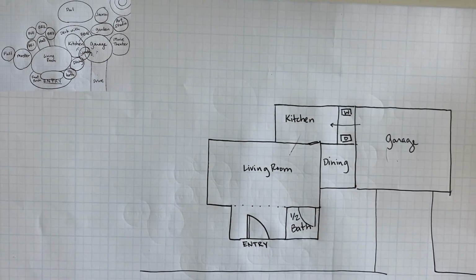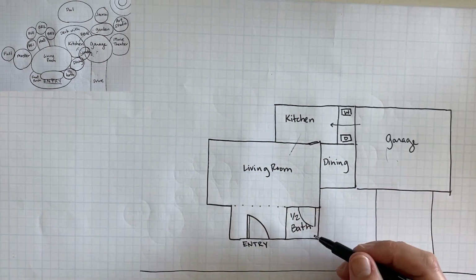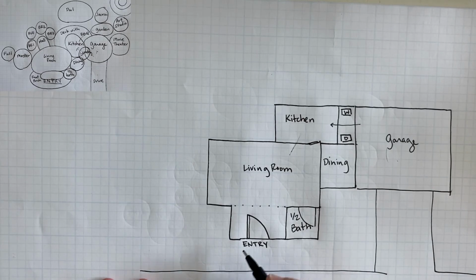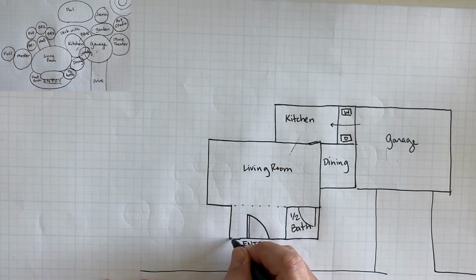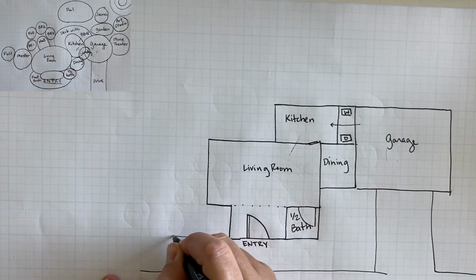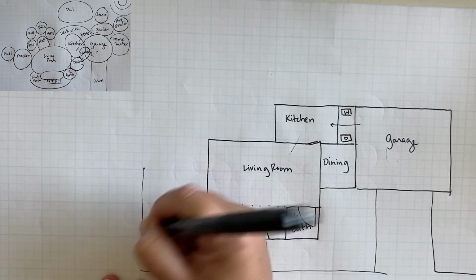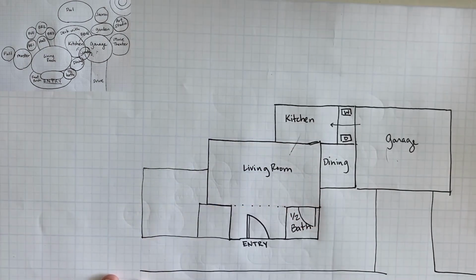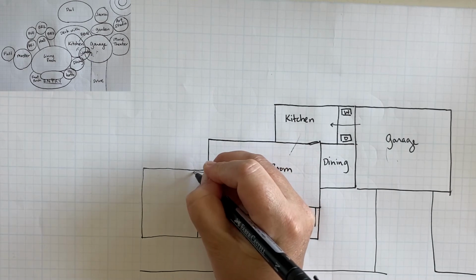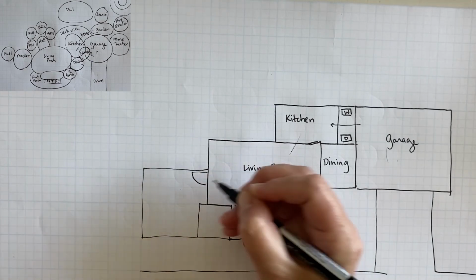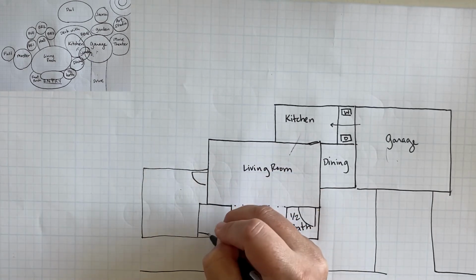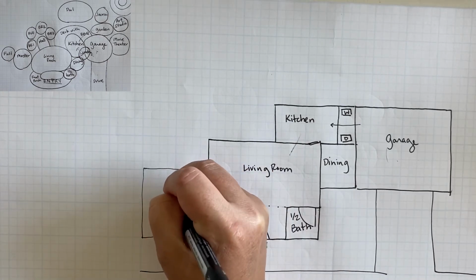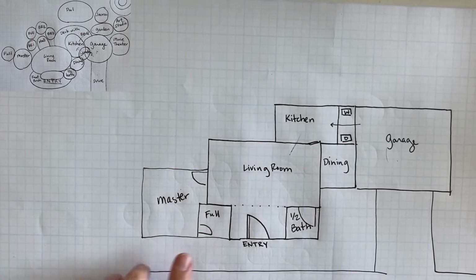Okay, let's put in our master bedroom. So we want our master bedroom to be off of the living room with its own bathroom. So what I'm thinking is maybe I can actually extend it out from here. And you could enter the house, the bedroom here, and then you could have your full bath right over here.